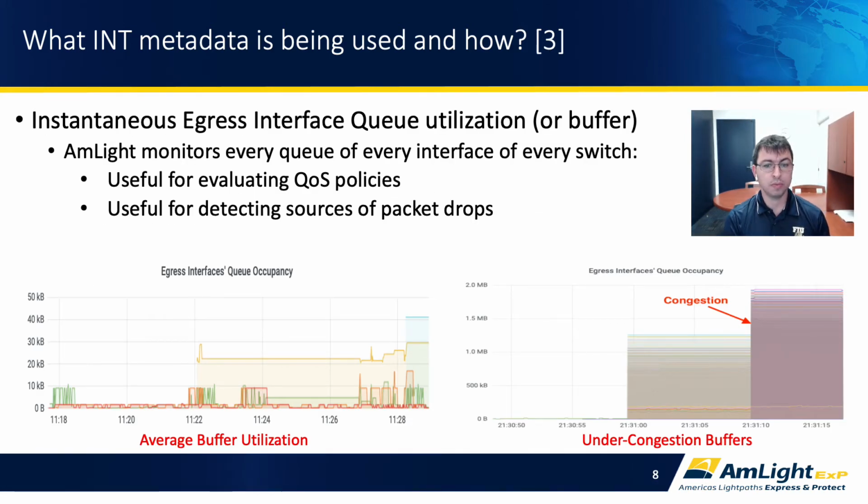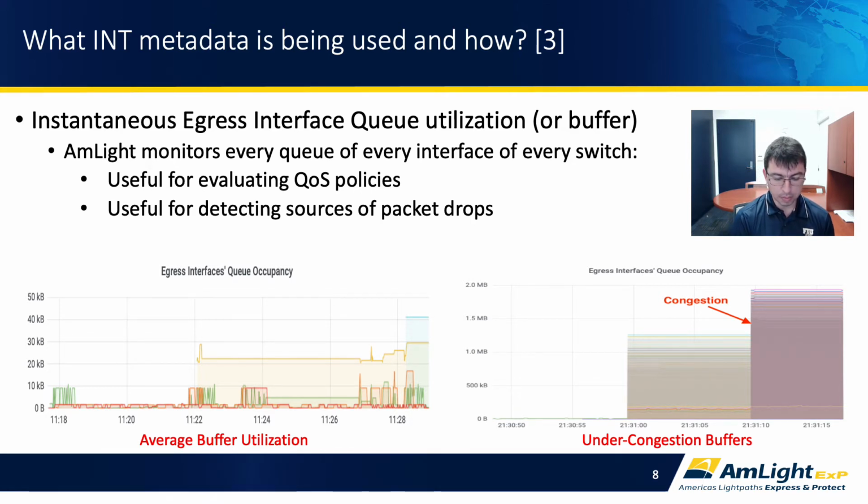Something else that we can do by leveraging metadata is monitoring the egress interface queue utilization or buffering. So now with INT per packet, we have the information of the queue ID, meaning what was the queue that was used to send the packet out of the switch. And we know the utilization of that queue at that specific point in time, so we have this queue utilization that tells us how much buffering is being used per switch, which leads to a better evaluation of the QoS policies. And this makes it very easy for us to detect sources of packet drops.